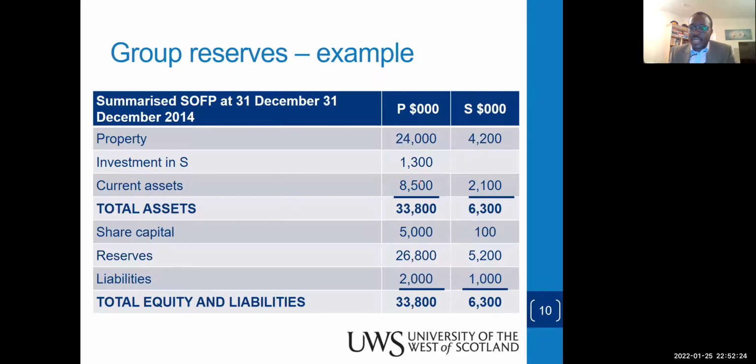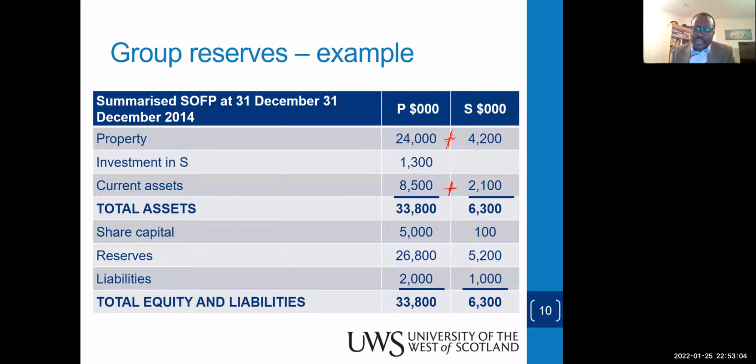Now we are given the full accounts of the parent and the subsidiary at the reporting date, okay? So, the summarized statement of financial position at 31st December 2014 for the two of them, okay? All right. So the property, and we know at this point it makes life easy. We know that we'll always add this up, right? Investment in S. And then current assets, we know it is easy. We always add it up, assuming there is nothing to adjust, okay? At least for a start, on the face of it.